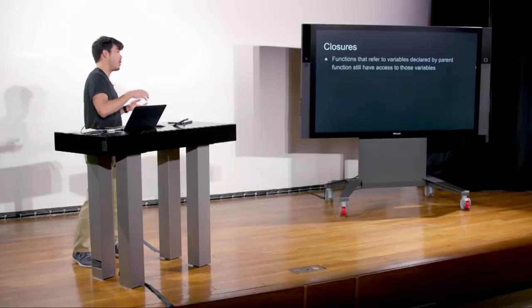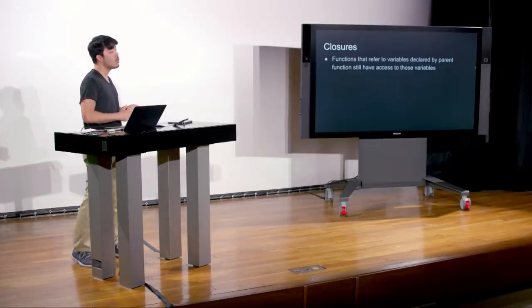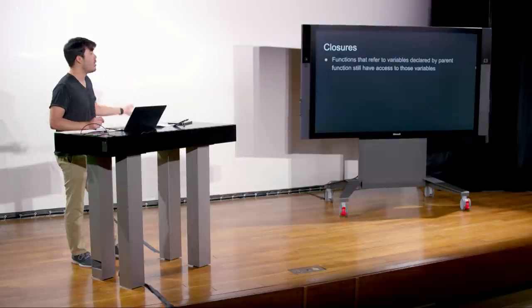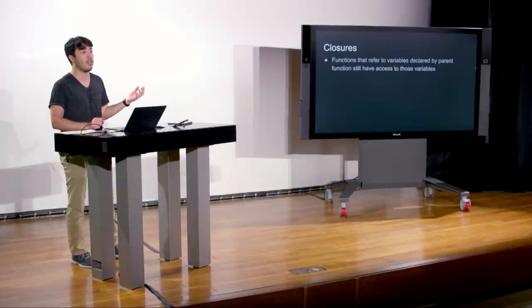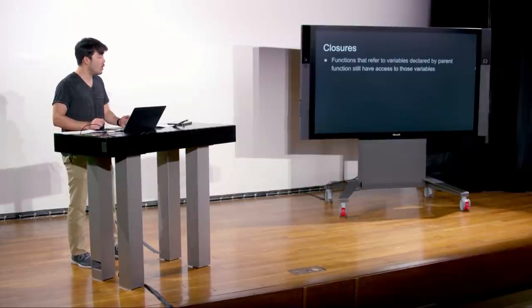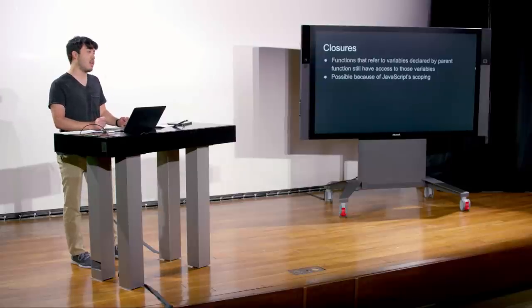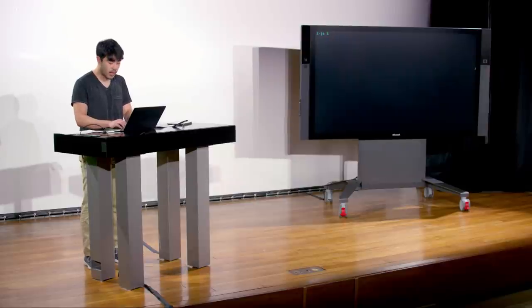Or at least I showed you exactly what the problem behind closures was. But to explain exactly what they are, functions basically have access to variables that are around when the functions are defined. And these functions actually retain the ability to use variables declared by a parent function even after that parent function has returned and possibly disappeared. And this is possible because of JavaScript scoping. And so let's see an example of how this works in action.